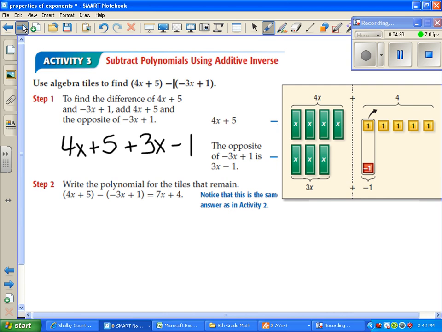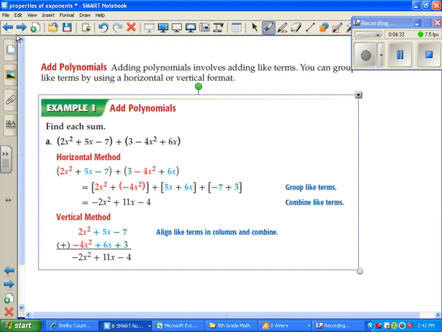Any questions? I think so. All right, now, if one of you asks about can you write it going up and down versus going across, you can pick your method.